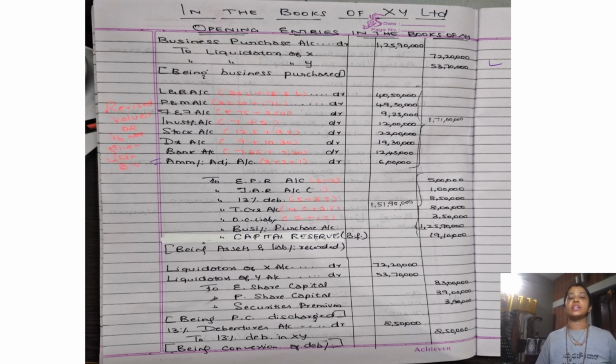Then the liquidators of X Limited will get 72 lakh 20,000. Liquidators of Y Limited will get 53 lakh 70,000, and then in the form of equity shares and preference shares issued at premium. So transfer the premium amount separately to a new account called securities premium. So this will be the entry if you transfer it to securities premium. And then the last one is the transfer entry with respect to debentures.